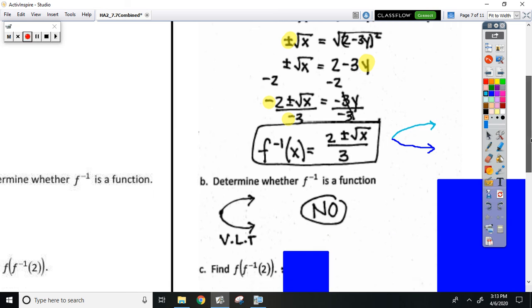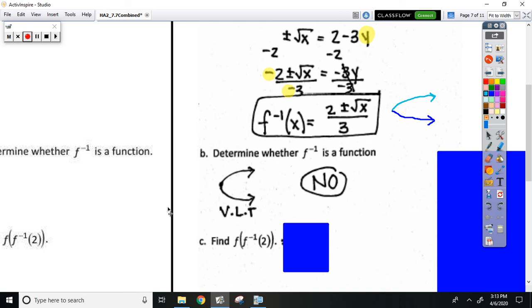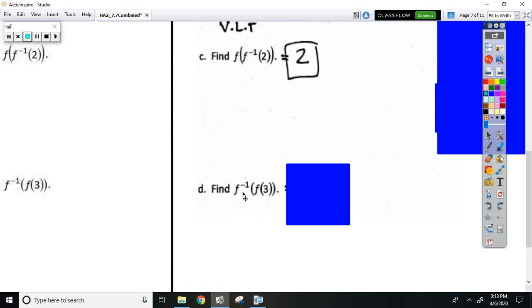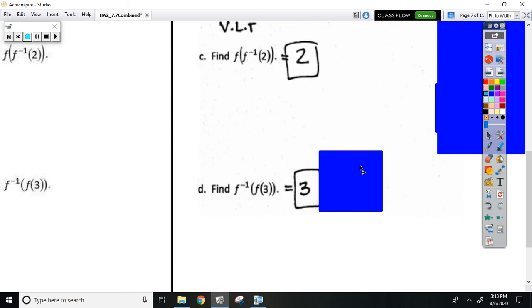And then our last two questions, we can use our shortcut, just knowing that if it's the function of its inverse of a number, we get that number right back. So it should just be 2. And the inverse of a function of a number should be 3.